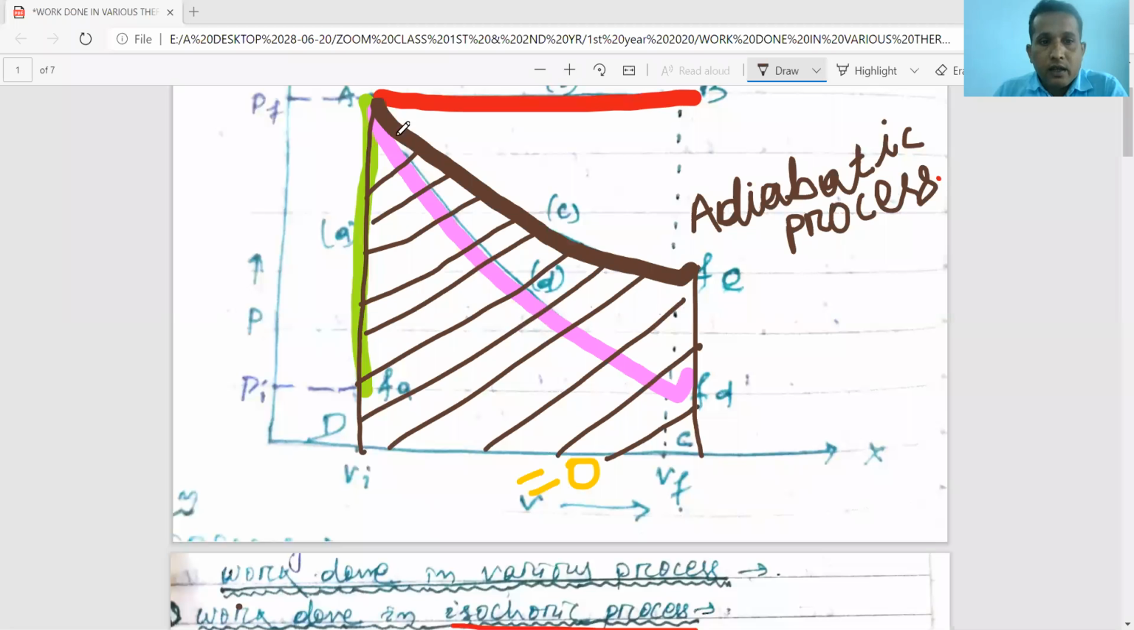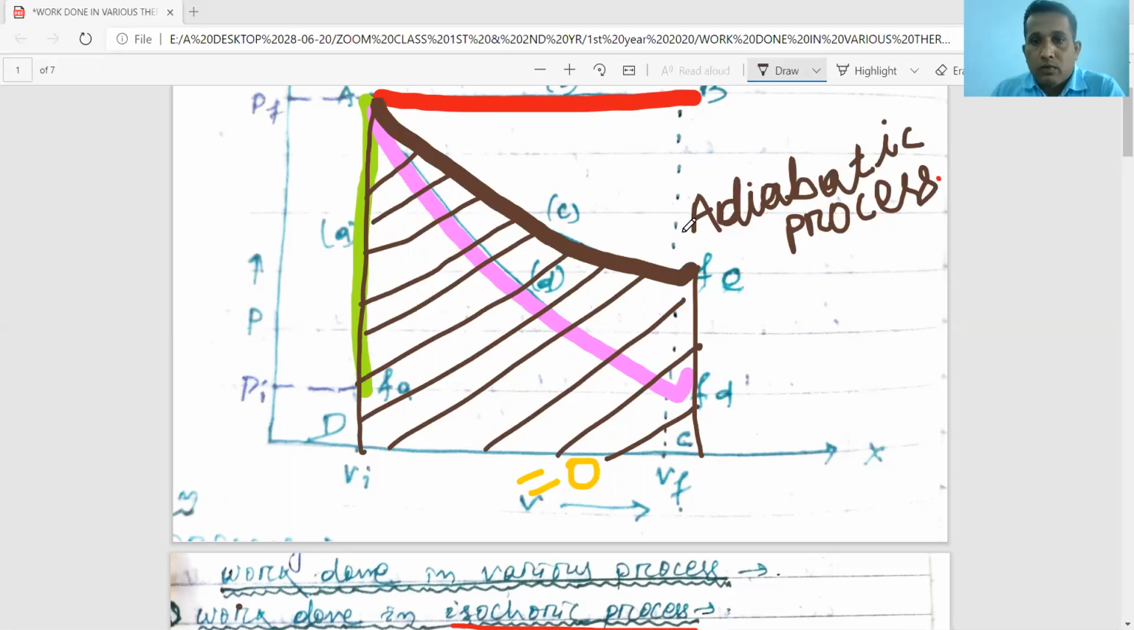So this gray color is the PV diagram for adiabatic process, and the area under this process, this gray area, I have already marked it. This is your work done in adiabatic process, and this is the PV diagram for different thermodynamic processes. The red color is the PV diagram for isobaric process. The green color is the PV diagram for isochoric process. Pink color is the PV diagram for isothermal process. This gray color is the PV diagram for adiabatic process.